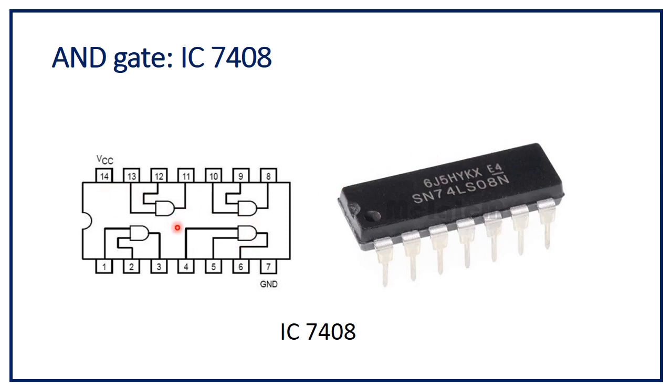Here we have shown the internal diagram of AND gate. Suppose this is a notch and this is pin number 1. Pin number 1 and 2 are inputs and pin number 3 is output. So we can say this is A input, this is B input, and this is Y output. In the same way, in a single AND gate IC, we have 4 AND gates. So we can perform 4 AND operations with the help of a single IC. The IC number of AND gate is 7408.